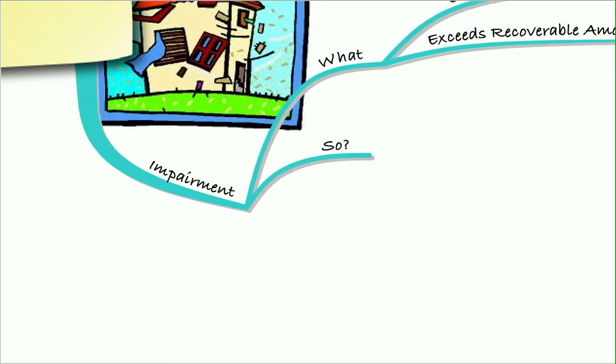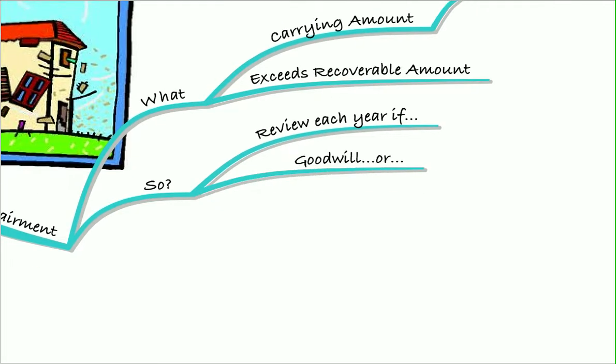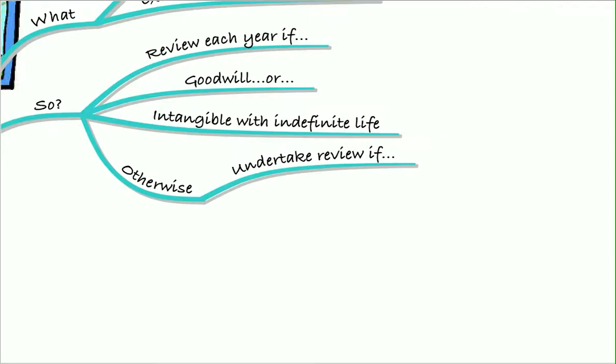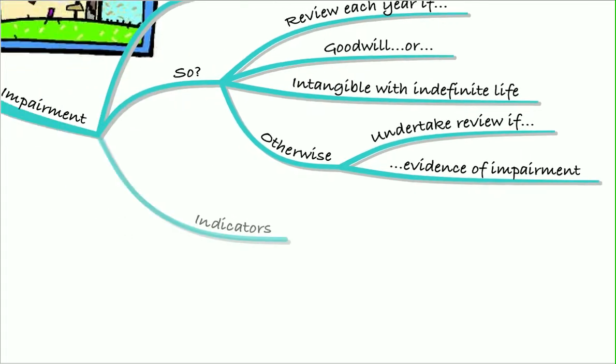So what does this mean? Well, each year we need to do this review, but we only do it for two specific assets. We review the carrying amount compared to the recoverable amount on goodwill or any intangible assets with indefinite lives that we have. So other than that, we look for indicators of impairment each year. So we review goodwill and intangible assets with an indefinite life each year. But otherwise, we look for indicators of impairment on our other assets.